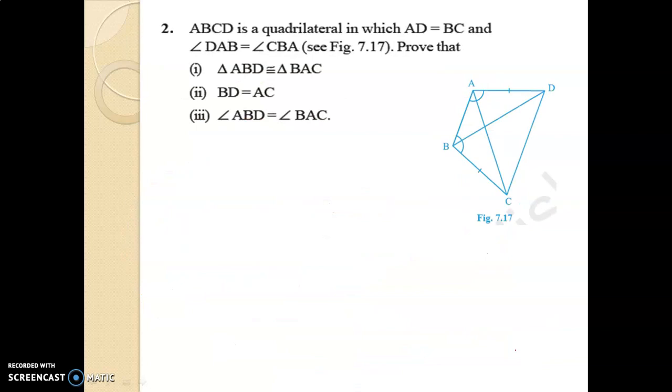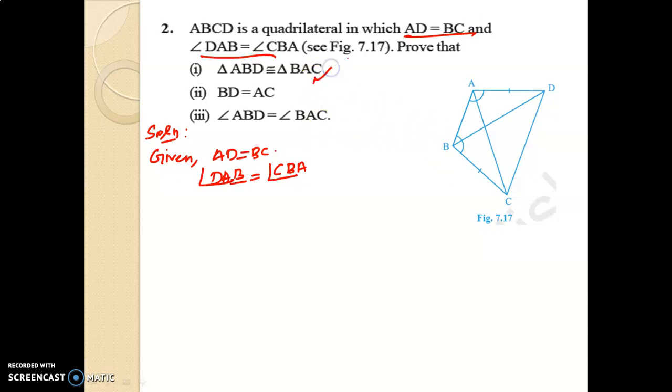Right, look at this question. ABCD is a quadrilateral in which AD equal to BC is given. First write what is given there. Given AD equal to BC. And one angle is also given here: angle DAB equal to angle CBA. And prove that triangle ABD is congruent to triangle BAC.